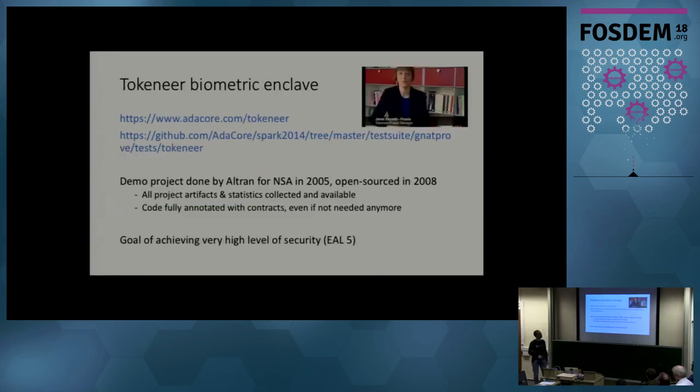Tokeneer, which I mentioned at the beginning, was led by Janet Barnes at Altran. It was a project of a few months, maybe one year, for the NSA to demonstrate that it was possible to develop very high security software. EAL5 is the level in the Common Criteria, very, very difficult to get, with formal methods at a reasonable cost. The cool thing is that all the project artifacts and statistics on the original code are available from this webpage. And we have a version where we completed the translation to Spark 2014 not long ago, which is part of the test suite of SPARK Pro, or SPARK Discovery, and part of the examples that we distribute with the release.